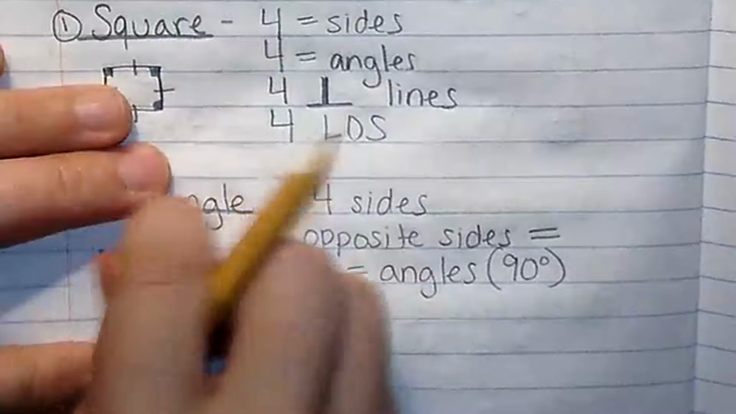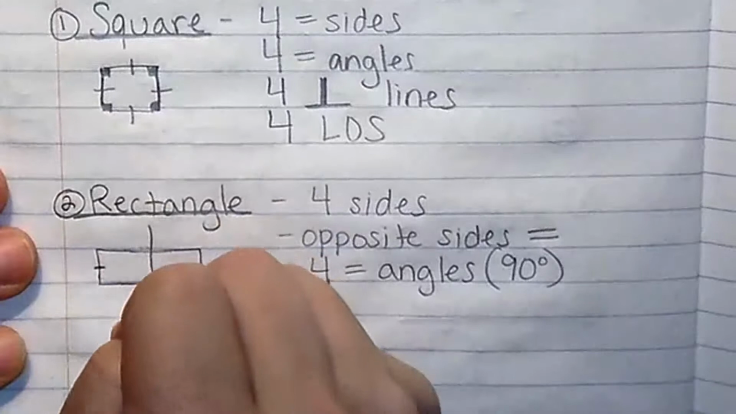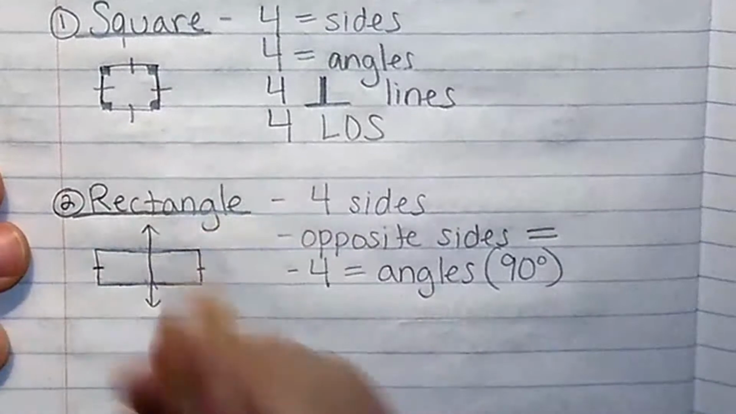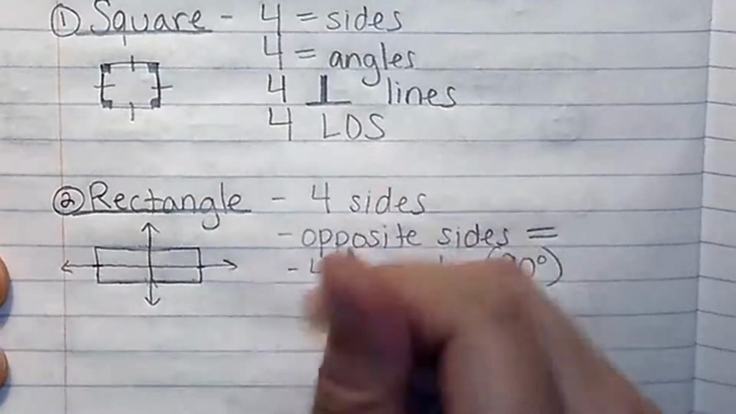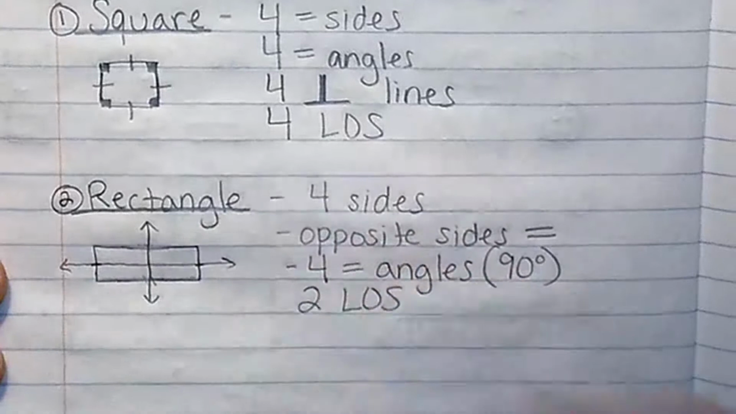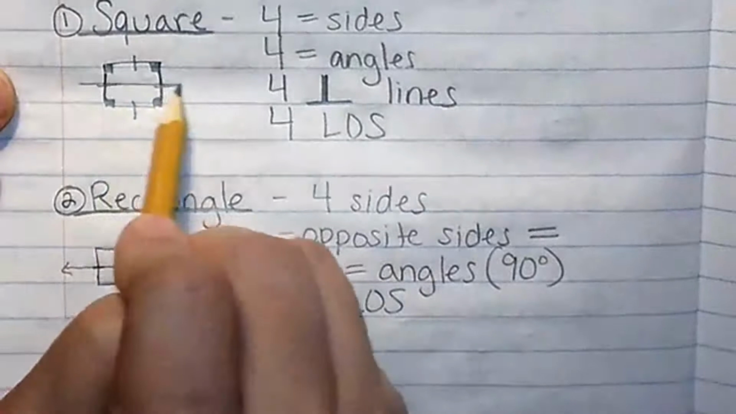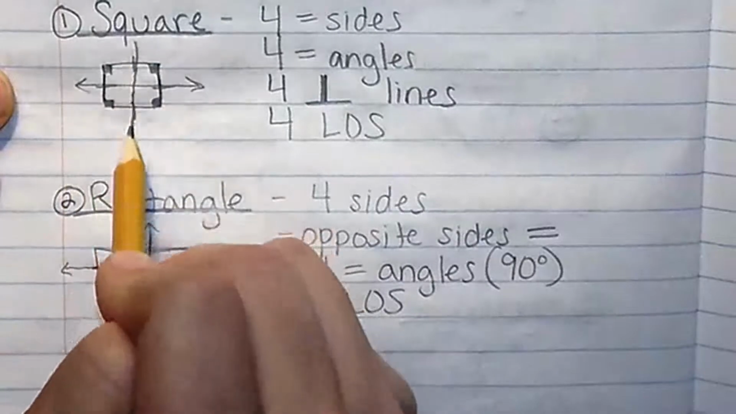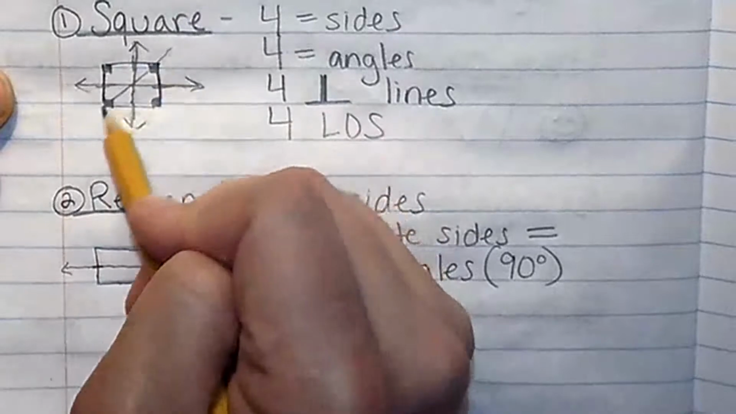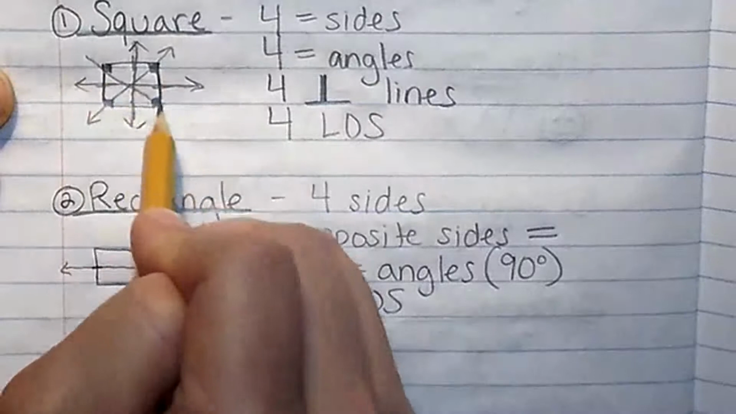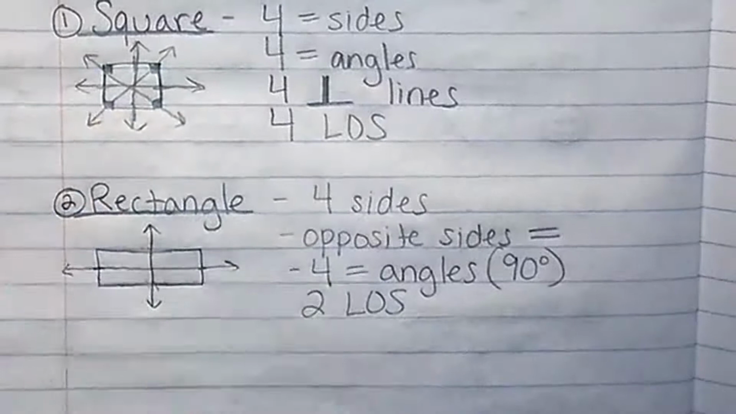How many lines of symmetry does a rectangle have? Not the same as a square. We've got a line of symmetry down the center, up and down, and we've got a line of symmetry from side to side. And that's it. So a rectangle has 2 LOS, 2 lines of symmetry. My square had 4 LOS. It had the same ones, the horizontal line, the vertical line, but then the square also had the diagonals. And that's how a square and a rectangle are so different. A square has 4 lines of symmetry, a rectangle has 2 lines of symmetry.